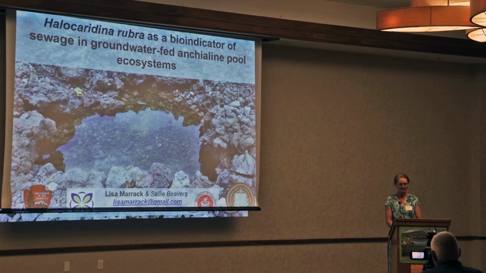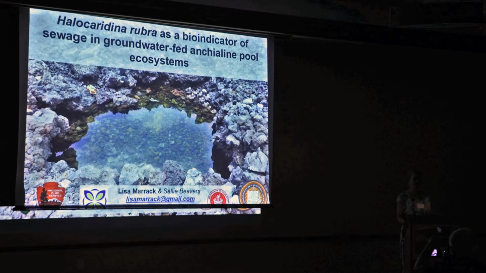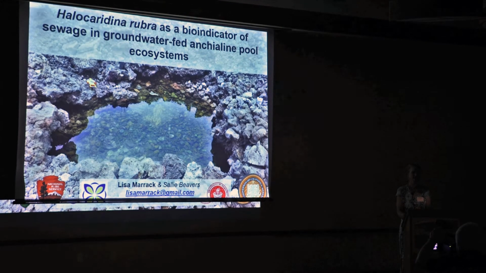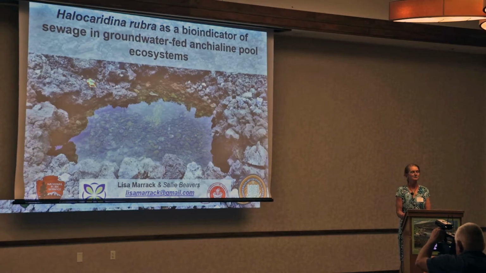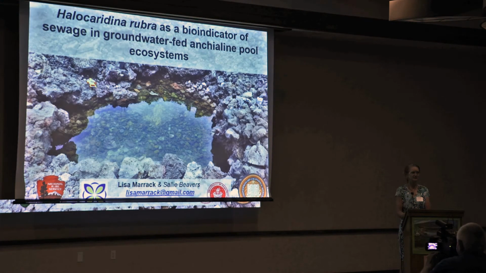So I just wanted to share a small paper that Sallie and I are putting together. We're about to submit. It really is looking at this idea of using some sort of grazing anchialine pool critter, which here the dominant shrimp would be the Opaiula or Halocaridina rubra, to help us find sewage or see if sewage is in the groundwater ecosystems.